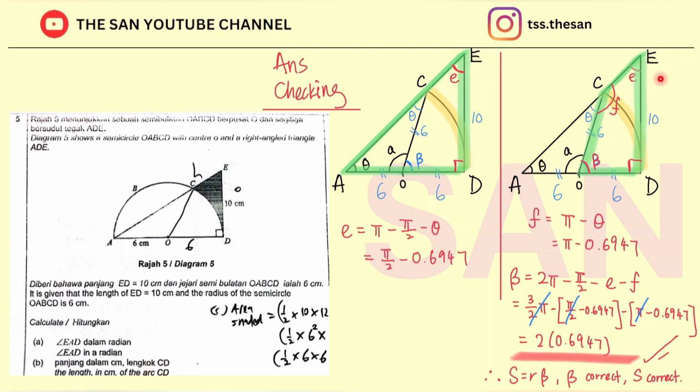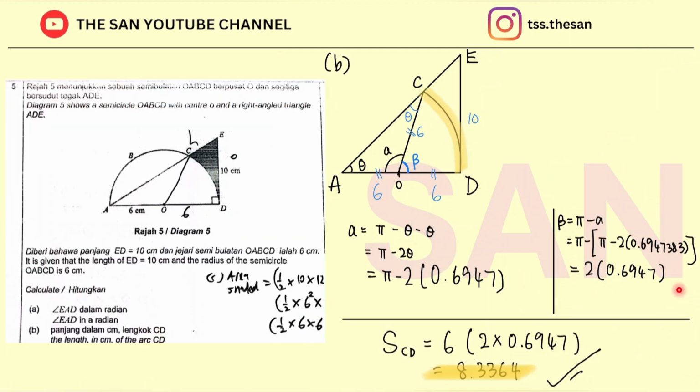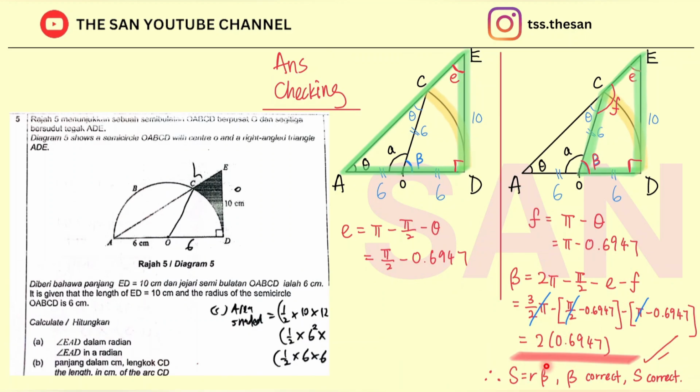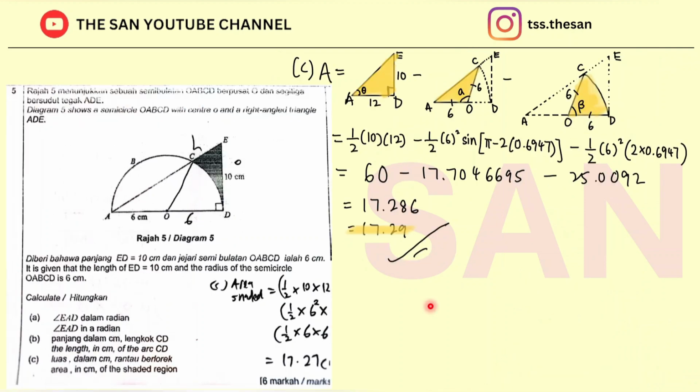I already know what the value of E is. So now I need to know what this angle is. This angle I put as F. This is a straight line. So F equals pi minus theta. So this is the value. And since the total angle inside this trapezium is 2 pi, and I want to find beta, beta equals 2 pi minus this angle, pi over 2, minus E minus F. So this is the value of beta, and this value is exactly the same as the one I found before using the first method. So from here, I can confirm that my beta value is correct. So since my beta value is correct, as long as I press the calculator correctly, my S value must be correct. So next question. Now I need to find the area of the shaded region, this area.